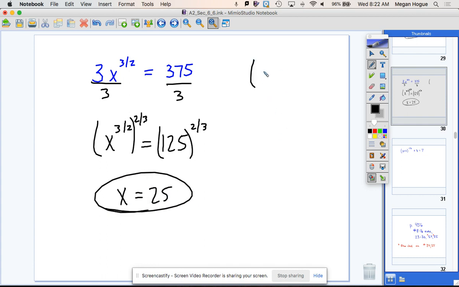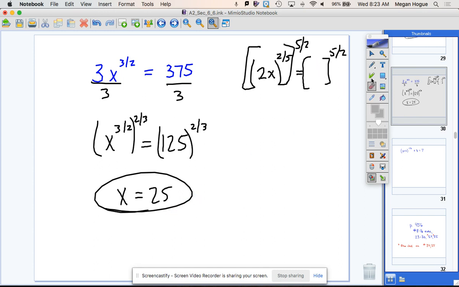And then what if I had 2x in parentheses to the 2/5 equals 32? Brackets. So here I first have to do, oh, this isn't gonna work out nicely. So we'll just do this first step, because I just told you things would work out nicely. That doesn't. I lied. Change it to 64 and it would. And we'll just make an arrow.